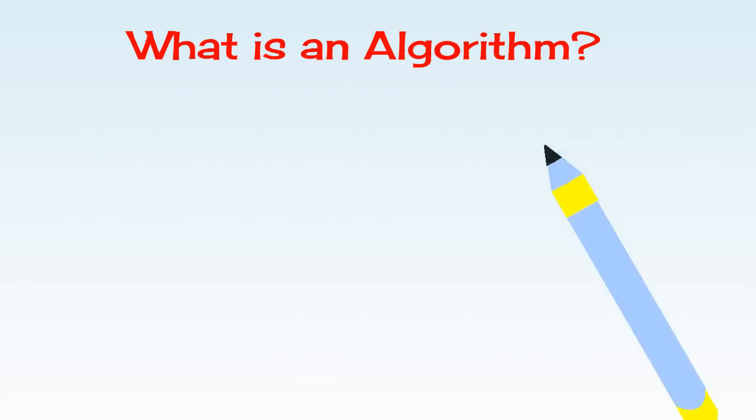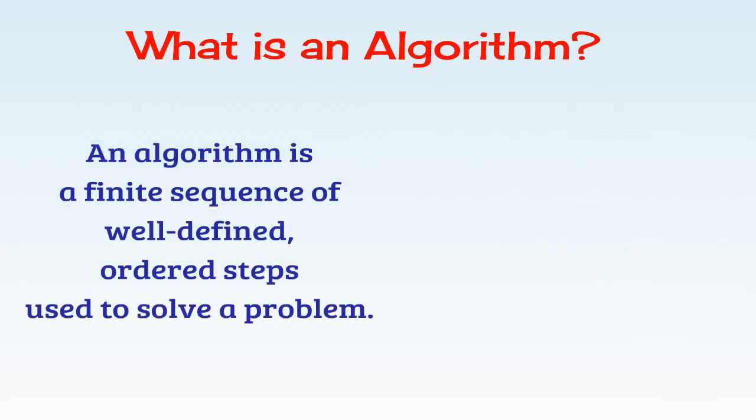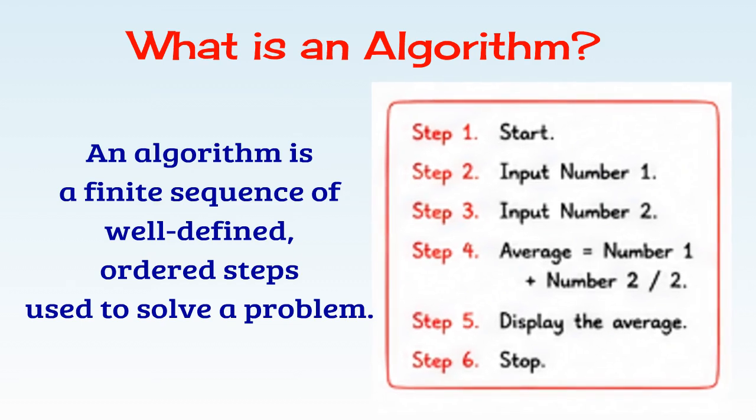What is an algorithm? Once the idea is clear, the pseudocode is refined into a more detailed algorithm. An algorithm is a finite sequence of well-defined, ordered steps used to solve a problem. For our example, the algorithm becomes: Step 1, start. Step 2, input number 1. Step 3, input number 2. Step 4, average equals number 1 plus number 2 divided by 2. Step 5, display the average. Step 6, stop. Unlike pseudocode, an algorithm focuses on precision. Every step must be logical, complete, and performed in the correct order.